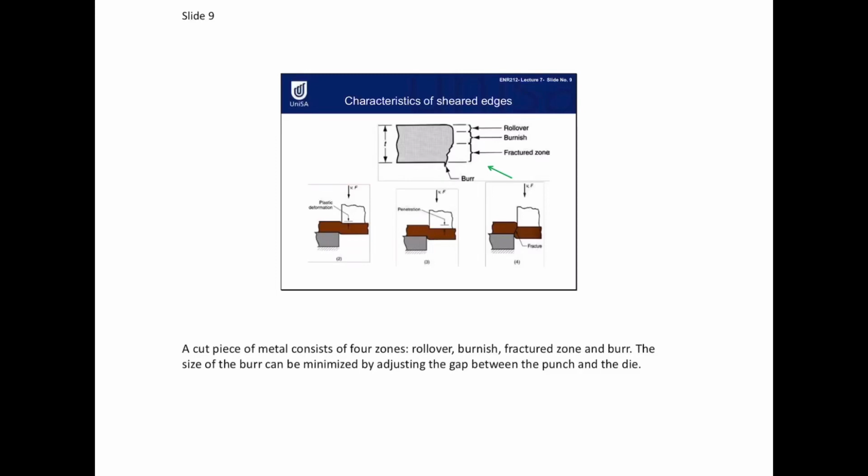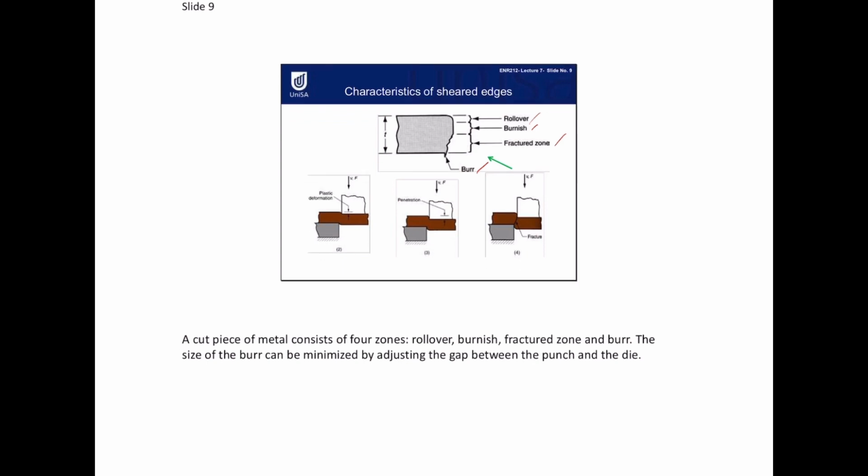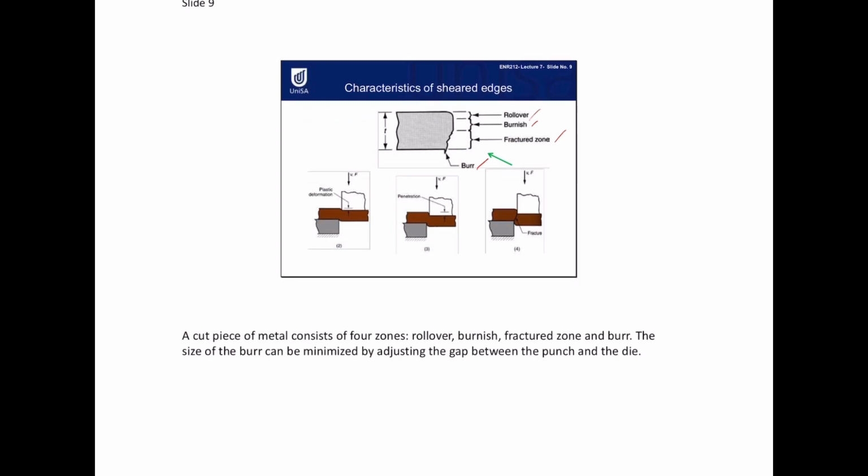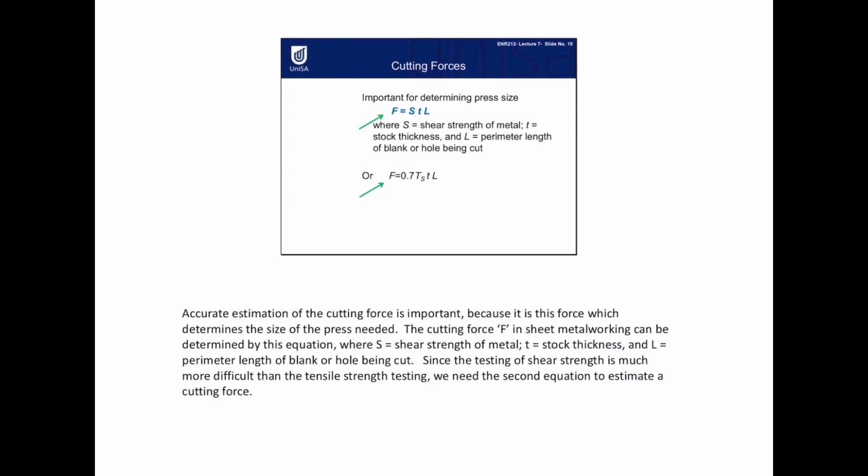Here we have the characteristics of sheared edges. A piece of metal is cut and it consists of 4 zones: the rollover, the burnish, the fractured zone, and the burr. The size of the burr can be minimized by adjusting the gap between the punch and the die.